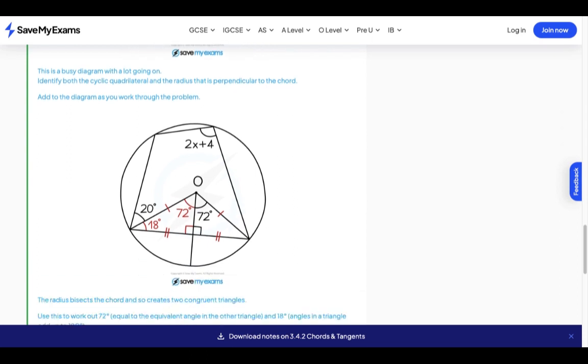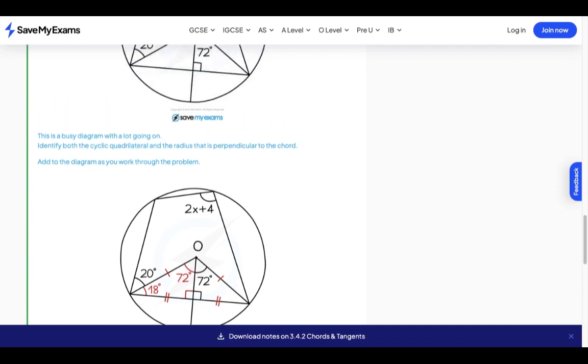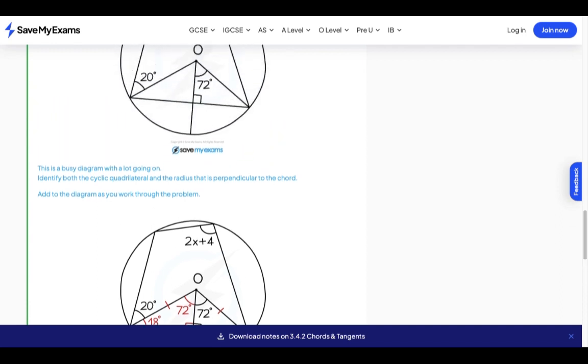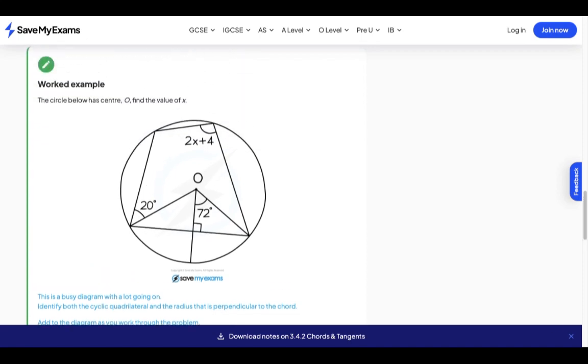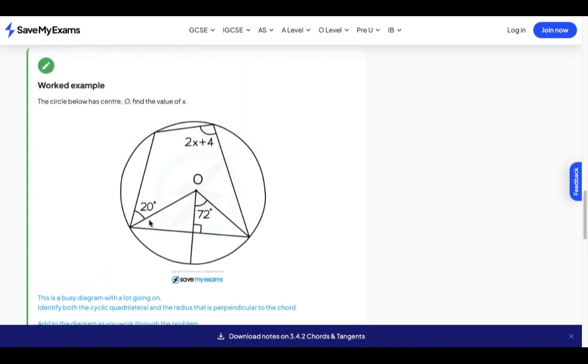To find the value of x, the moment you know this angle, then we know the whole of this angle, because here is 18. 18 plus 20 becomes 38. So we know the whole of this. And we know in a cyclic quadrilateral the opposite angles are supplementary. So 2x plus 4 plus this value, which is 38, equals 180. Let's try and draw it and solve this problem. I think it will go a long way to help us.